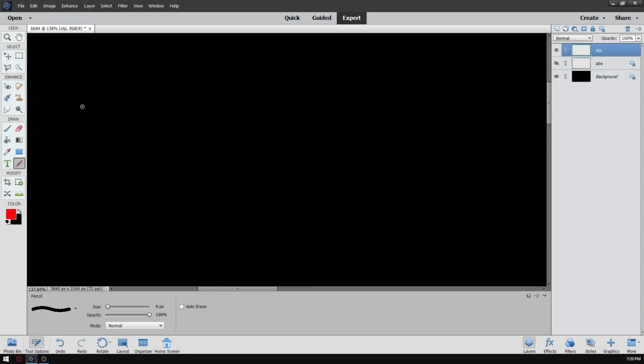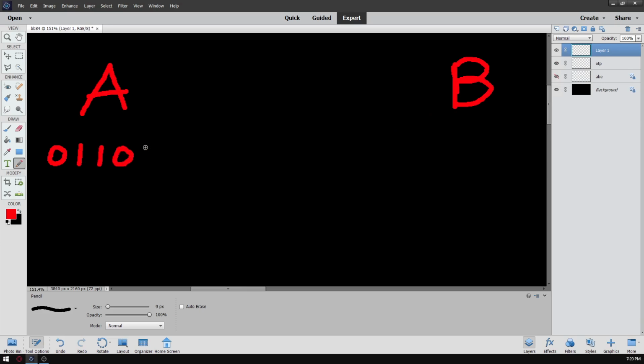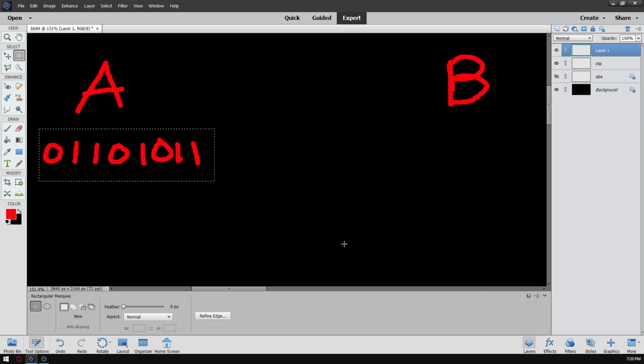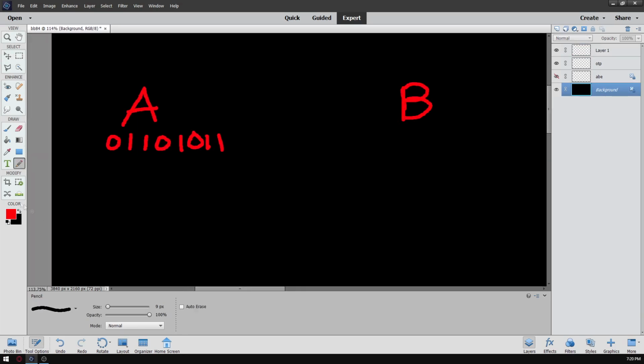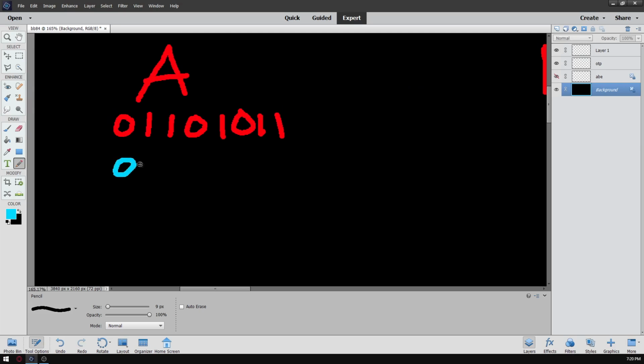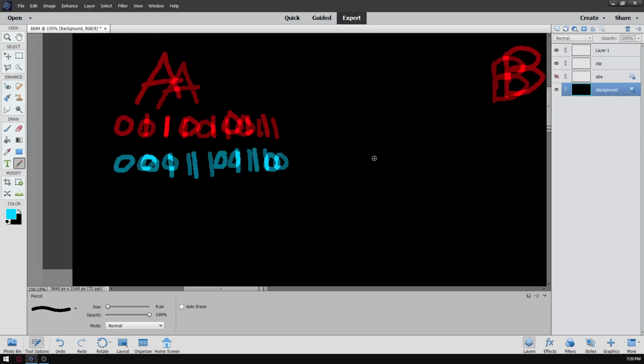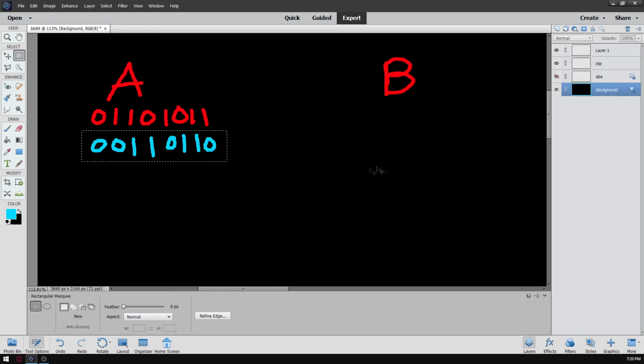Let me demonstrate. So say Alice wants to transmit the following message to Bob. So Alice wants to transmit 0, 1, 1, 0, 1, 0, 1, 1. Okay? And so Alice now is going to encrypt it using a secret key. The idea is Alice and Bob both share a collection of key information which is known to the both of them and to nobody else. And so say that secret key is, I don't know, 0, 0, 1, 1, 0, 1, 1, 0. And so Bob also possesses a copy of this key.